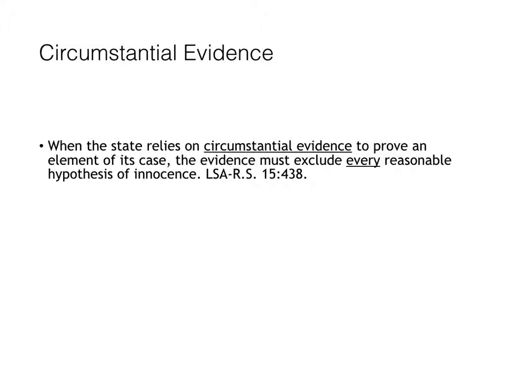Sometimes the prosecutor will try to use circumstantial evidence. This is different than direct evidence, such as eyewitness testimony, DNA testing, or fingerprint analysis testing. That kind of proof is more direct versus circumstantial evidence, which in these cases prosecutors try to use a lot. However, the evidence must exclude every reasonable hypothesis of innocence.